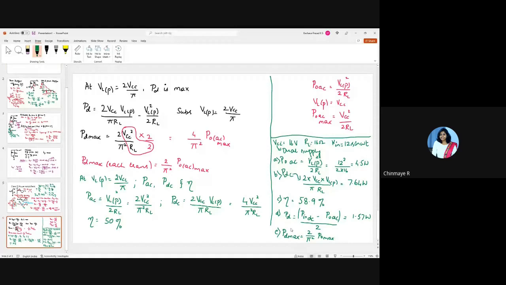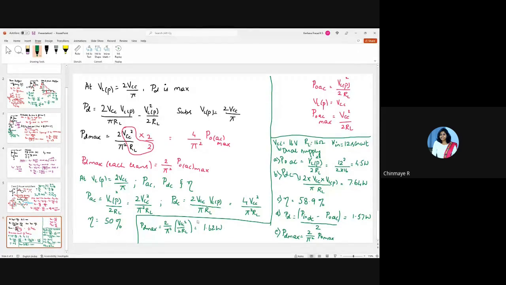Okay, should we do it together? Okay, let's do it here. So PD max is equal to 2 by pi square P naught max. So P naught max is VCC squared by 2RL. Okay, so now substitute and solve here. So you'll get that to be equal to 1.62 watts, right?